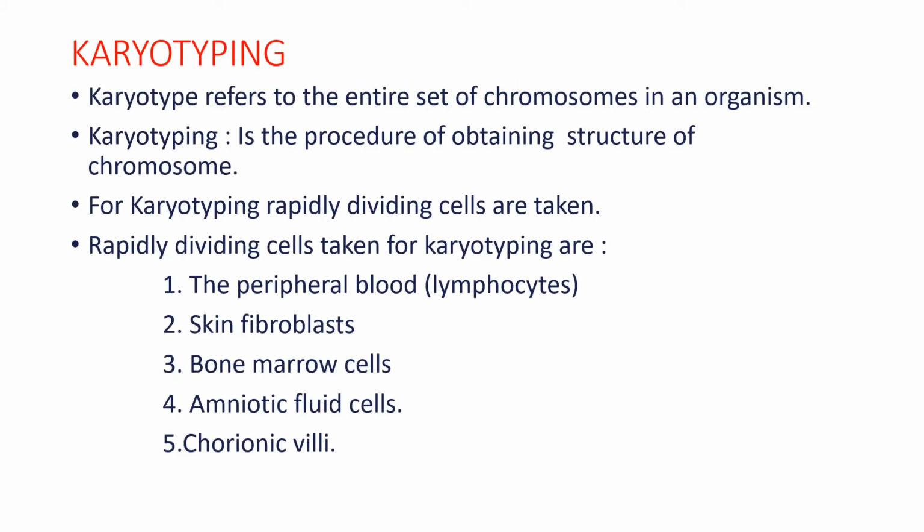Karyotyping. Karyotype refers to the entire set of chromosomes in an organism. Karyotyping is the procedure of obtaining the structure of chromosomes. For karyotyping, rapidly dividing cells are taken. Rapidly dividing cells taken for karyotyping are peripheral blood lymphocytes, skin fibroblasts, bone marrow cells, amniotic fluid cells, or chorionic villi.